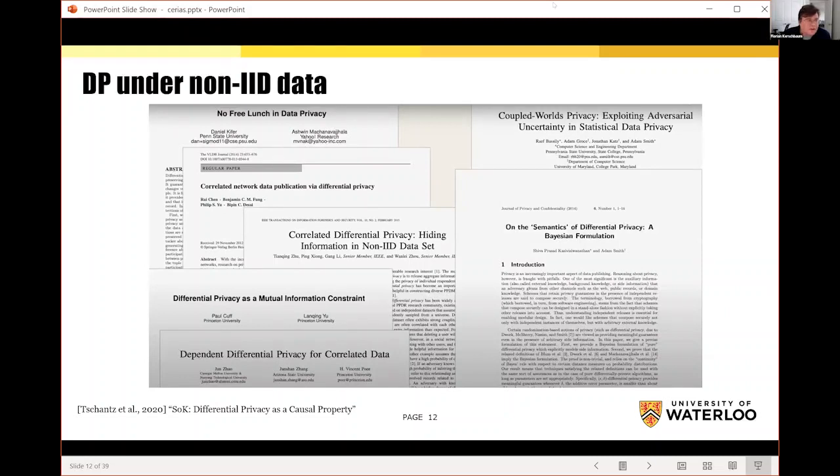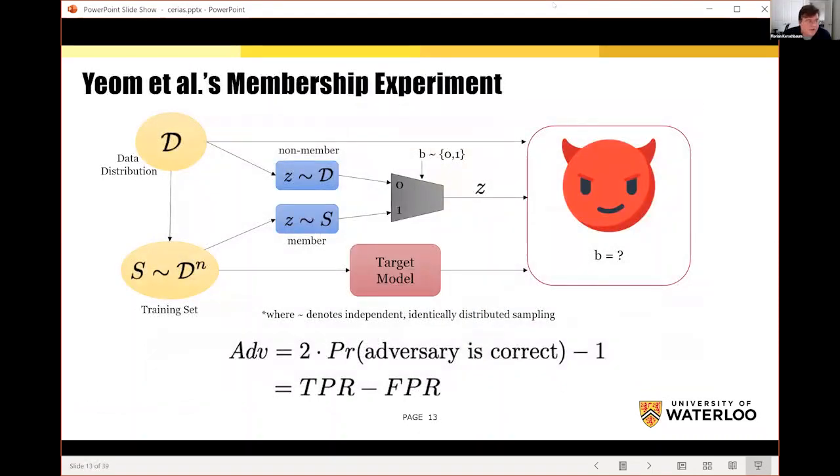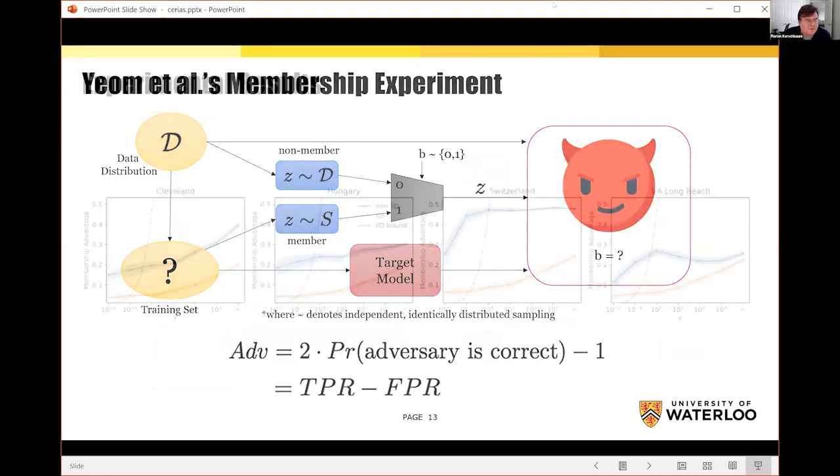However, we always read about differential privacy and the problems of differential privacy under correlated data, right? You have dependent differential privacy for correlated data, and all these works that try to understand how correlated data impacts differential privacy. Okay. So we took this experiment that Yeom et al. did, and we just wondered, what if we replace the IID sampling with a non-IID sampling? What happens then? We changed nothing else in their experiment. We used the same attacker. We just changed IID sampling to non-IID. And here's the result.